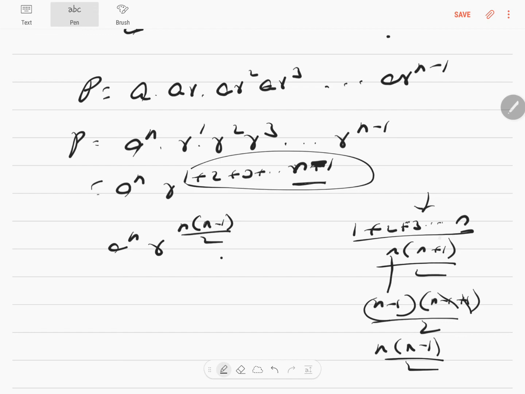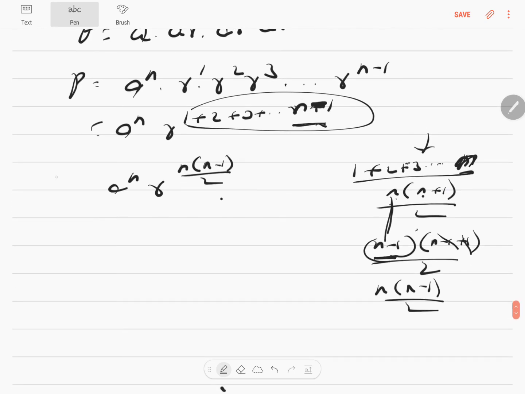Because sum of n is n into n plus 1 by 2. Here it is the sum of n minus 1 terms, not n terms. So substitute n minus 1 for n. So we get this. This is what p is. But the question is about p square, which is a to the power 2n into r to the power n into n minus 1 on squaring.